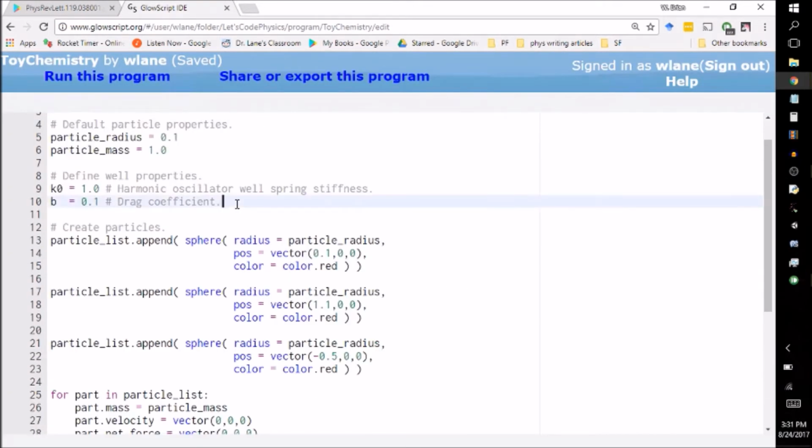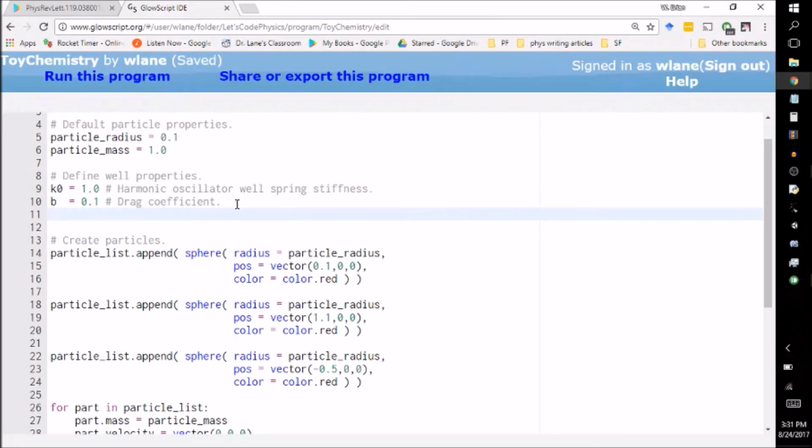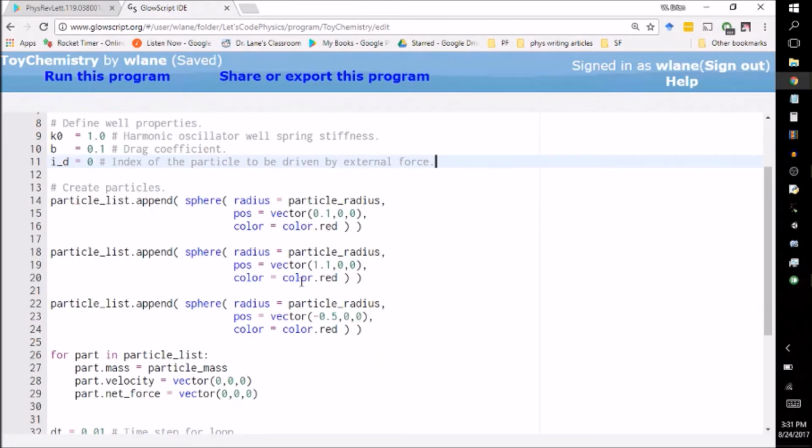So let's see here, define well properties. So now we need to look at the driving force. So let's pick which of these is going to be driven, and let's just match what they have. Let's go with 0. Let's call this ID for I driven. So this is the index of the particle to be driven by external force. There might be an easier way to code that into the list itself, but for right now we'll just have it be the 0th one to match the nomenclature in the article. So I've got ID equals 0. It's the index of the particle to be driven.